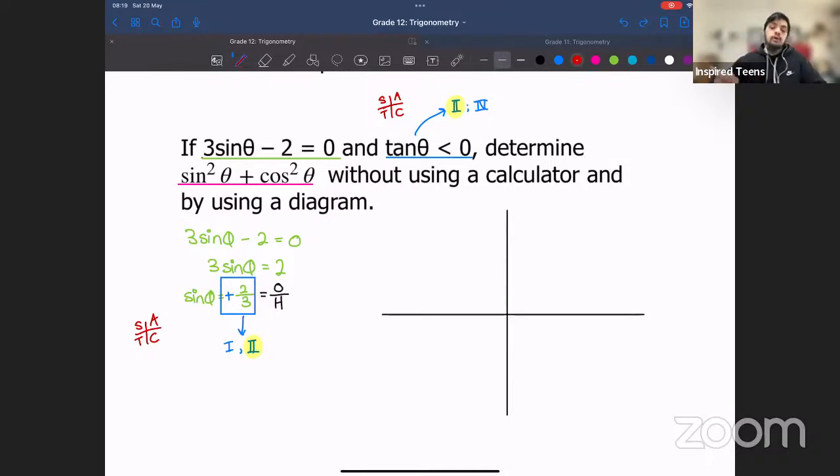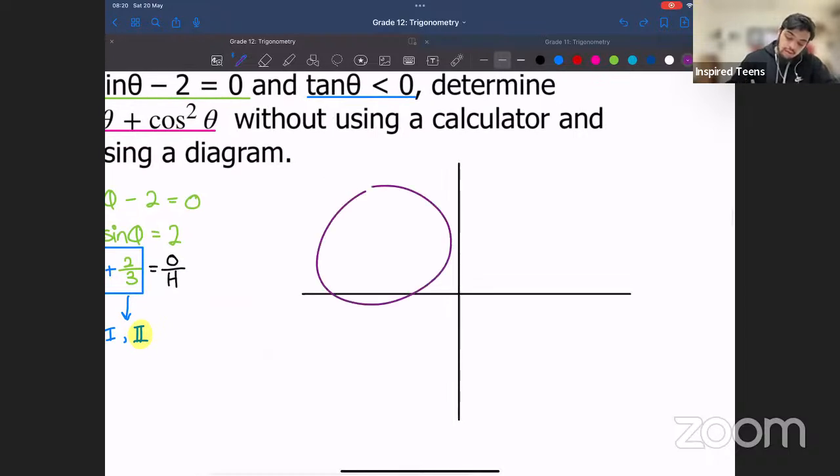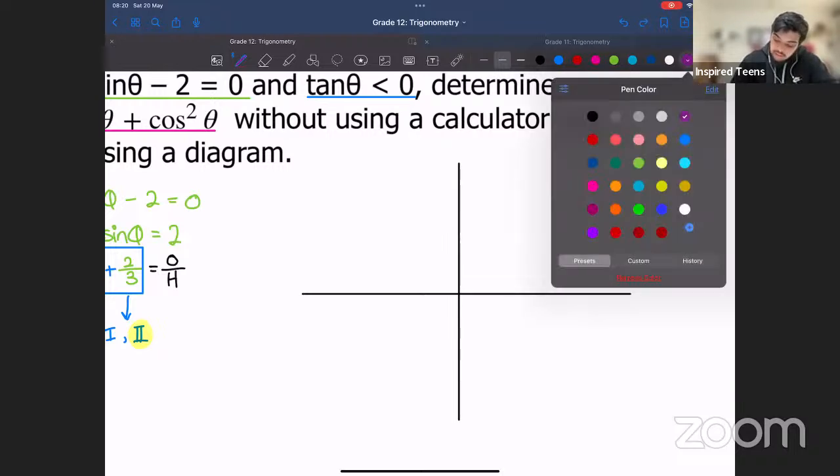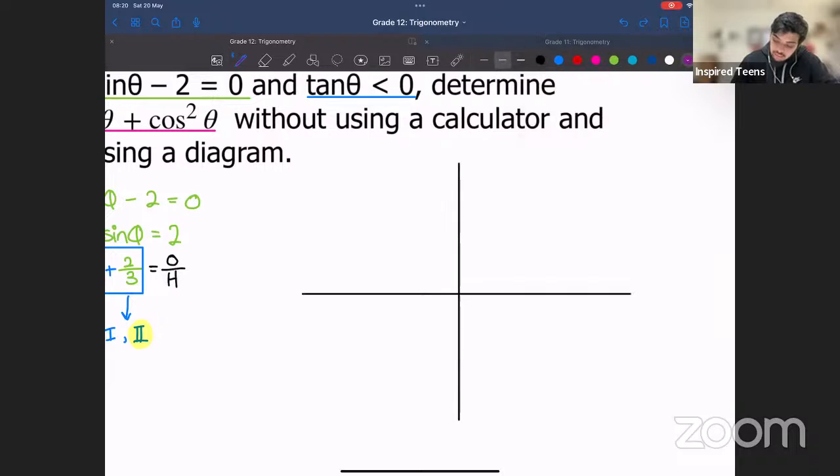Now we're going to actually draw it, and drawing it is important. So we're going to draw it in the second quadrant. The first thing I'm going to draw is my hypotenuse. This is the method you will always follow. You're not going to just draw a random triangle.